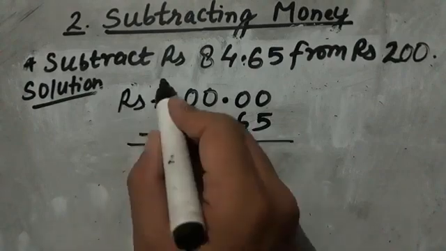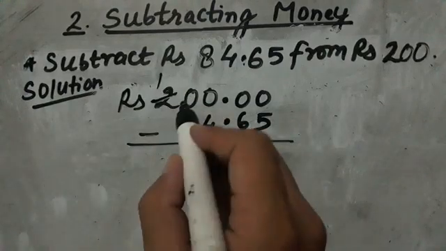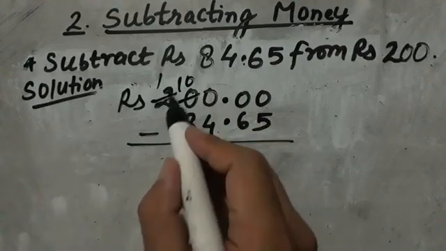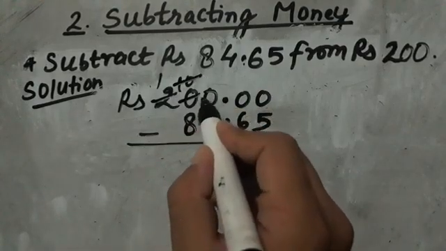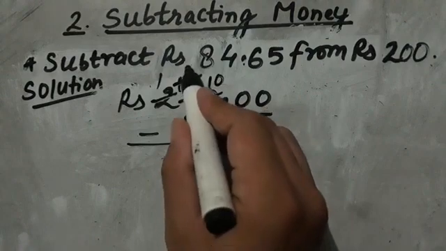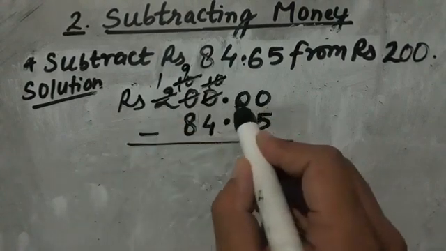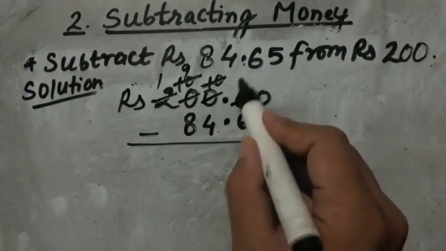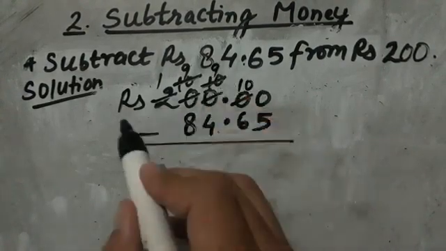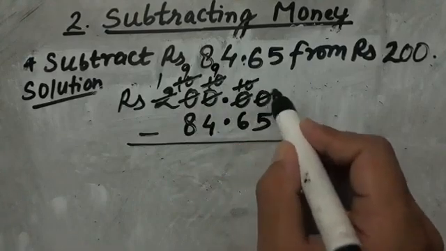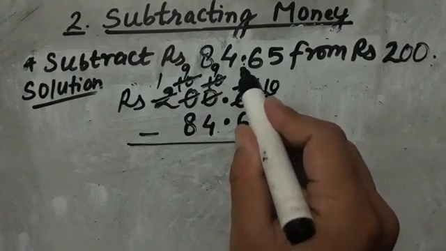If we take borrow, it remains here 1. Now it becomes 10. Now similarly 10 will give borrow to this 0. This 0 becomes 10. This becomes 9. Now similarly this 10 gives borrow to this 0. This becomes 10 and this becomes 9. Now similarly this 10 will give borrow to this. It becomes 10, whereas it becomes 9.